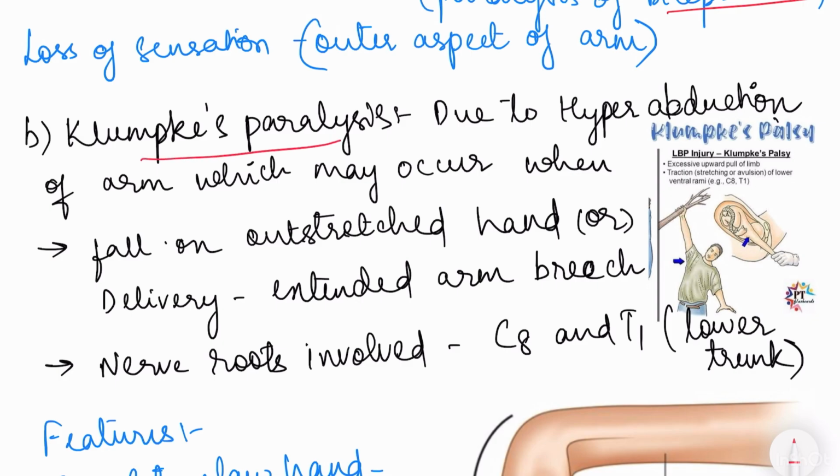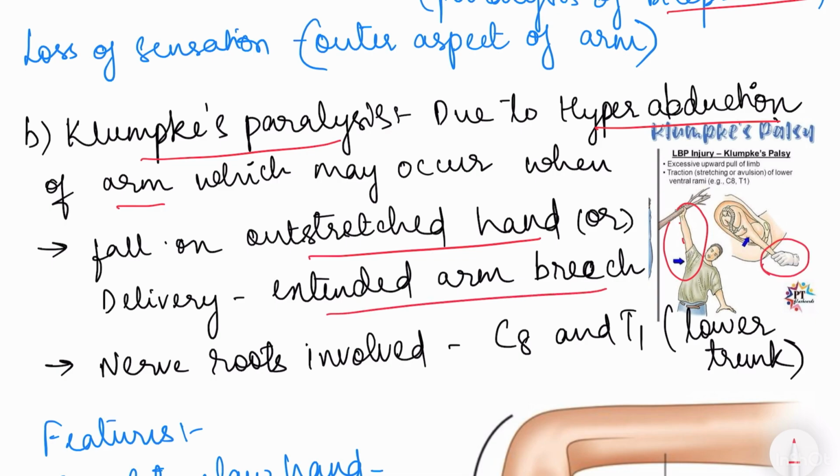Klumpke's paralysis. Klumpke's paralysis occurs due to hyperabduction of the arm, which may occur when the person falls on an outstretched hand. That is, the hand is already outstretched and there is hyperabduction of the arm. That is, the hand is away from the body and the person falls. Or it may be due to pulling of the arm of the baby during delivery, that is extended arm breech. So there is hyperabduction of the arm, that is movement of the arm away from the body, and there is pressure. The nerve roots involved are C8 and T1, that is the lower trunk. So Klumpke's paralysis is also called lower plexus injury.